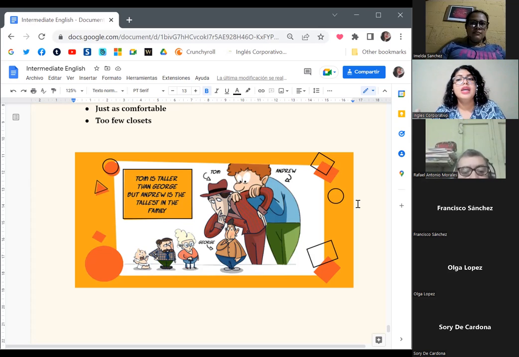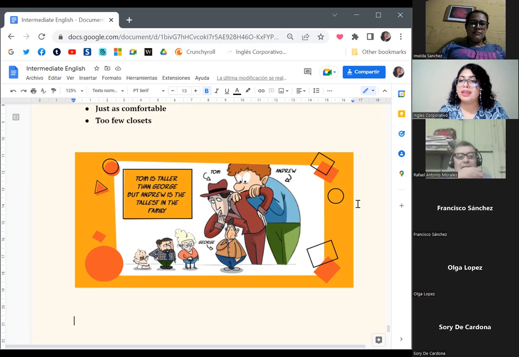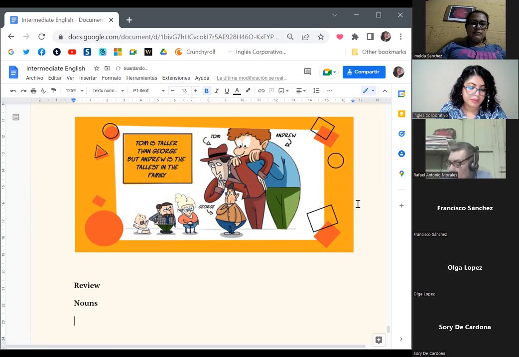So we are going to see those words that we are going to use to talk about this kind of adjectives. But first we are going to make a little review about nouns and adjectives. This is just to remember all the things that we have learned. A noun is a word we use for a thing.